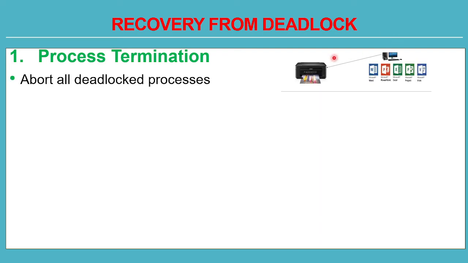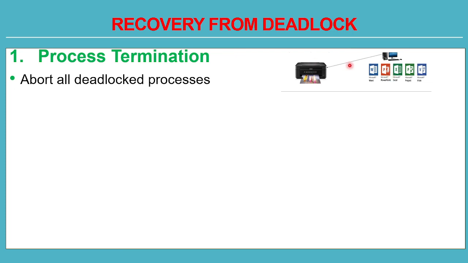Like this system is connected to this printer resource, and this printer resource is required by all these processes. Now 5 processes are running on my system, that is, they are open on my system: Word, PowerPoint, Excel, Project and Microsoft Visio. All want to get printed using this printer resource. But the printer is not free and they are waiting for the printer. All are waiting infinitely for the printer. So they are all in a deadlock state currently.